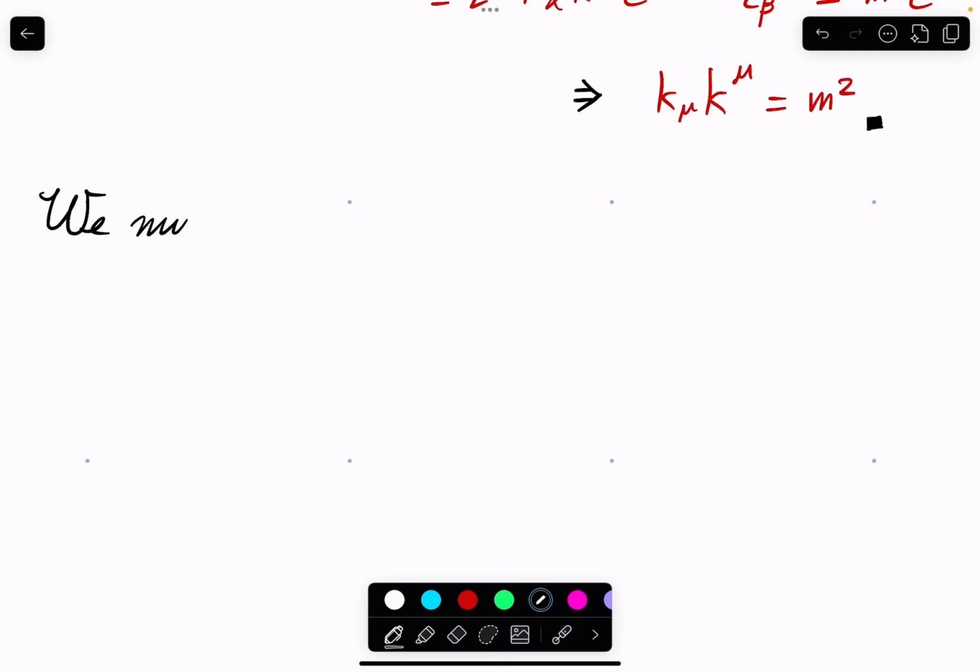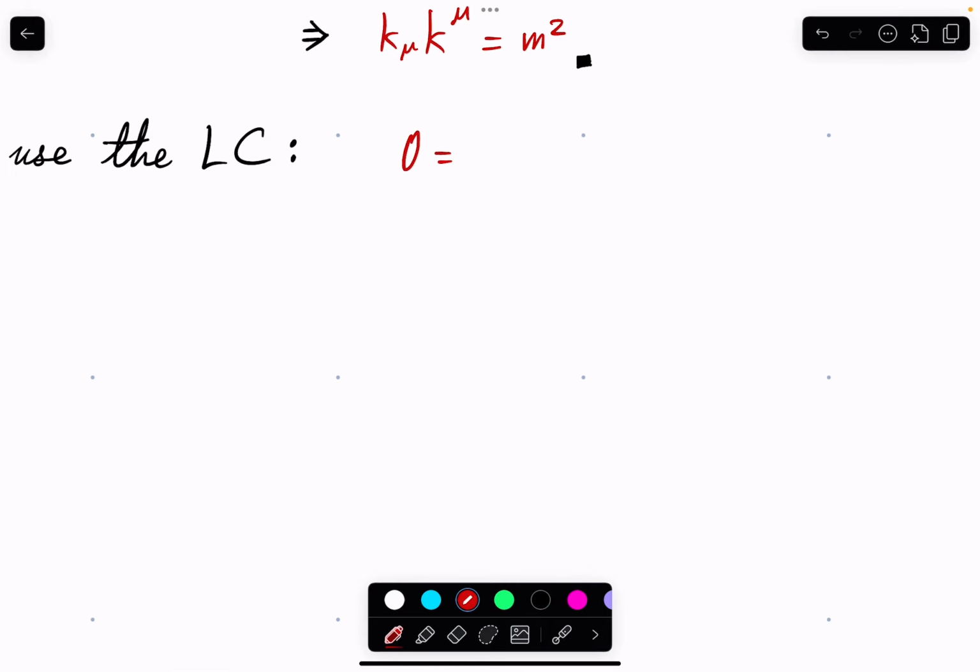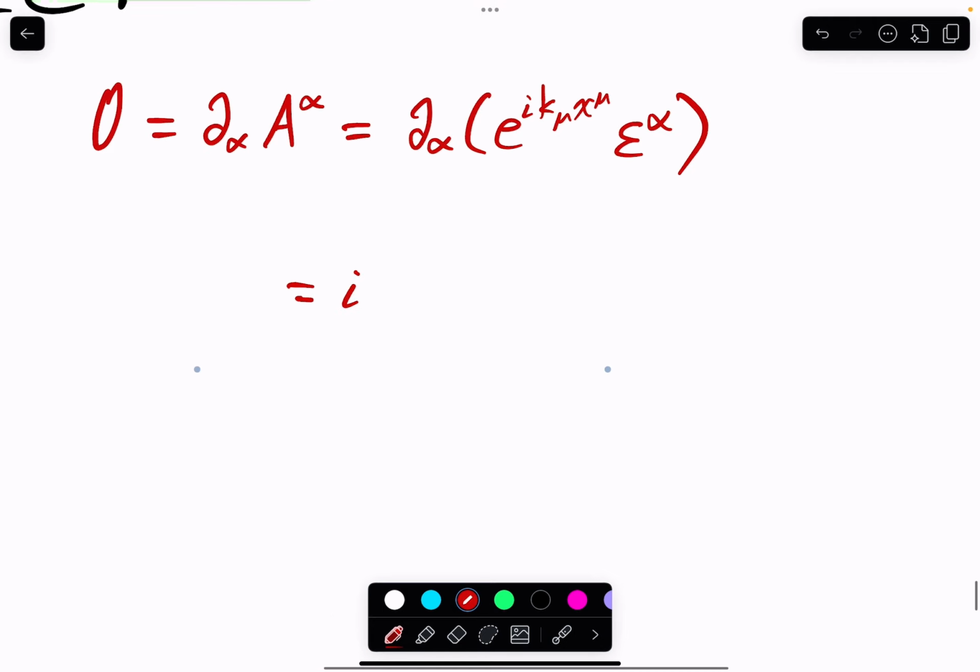So we must use the Lorentz condition to poke and prod at what these solutions are. So the Proca or the Lorentz condition is such that partial alpha of e to the i k mu x mu epsilon alpha. Move this here so it's in the middle. And that's going to give i k alpha, and then there's going to be e to the i k mu x mu epsilon alpha.